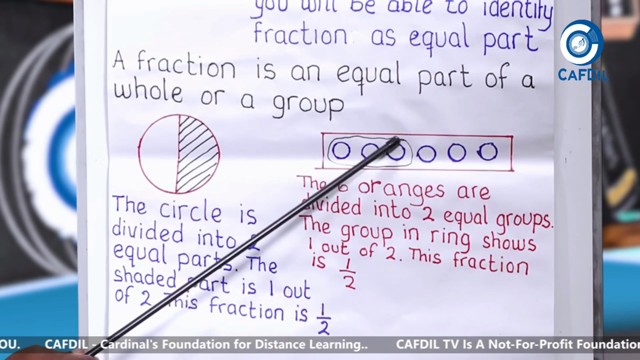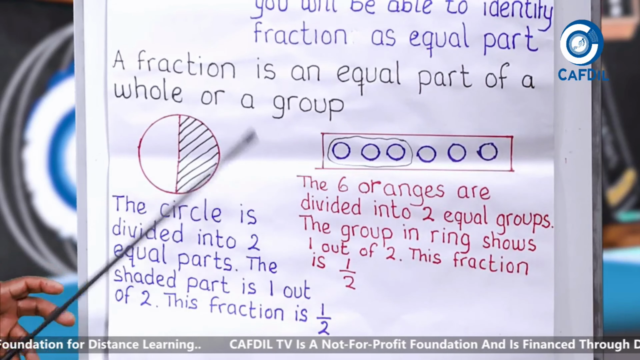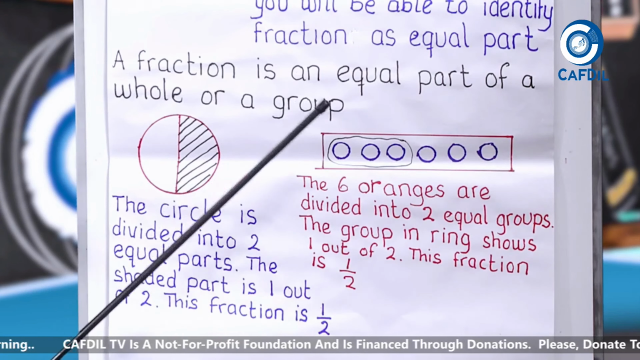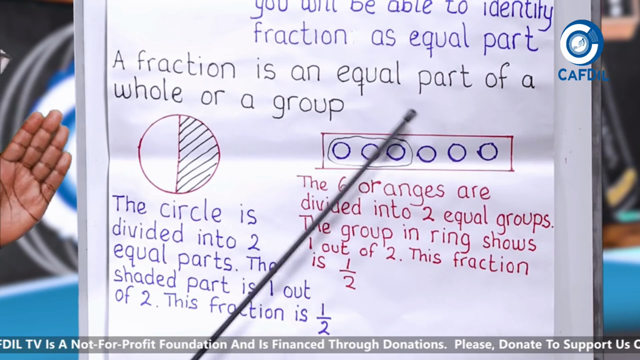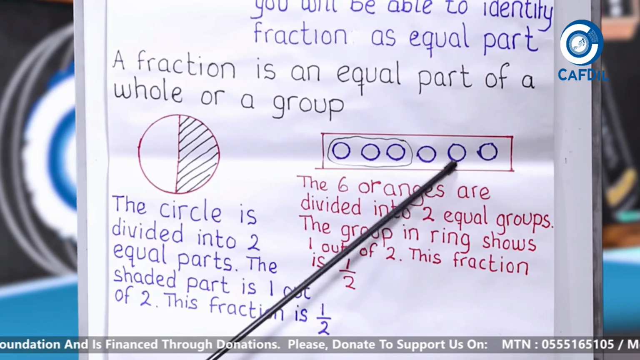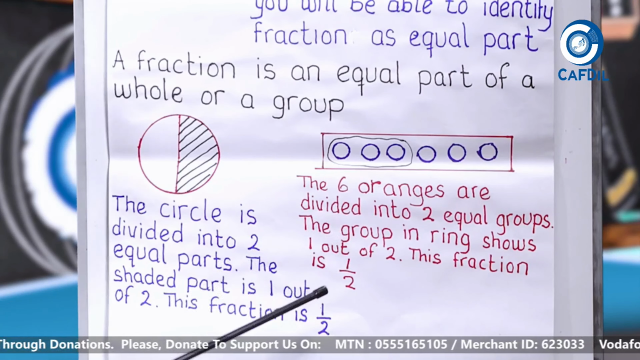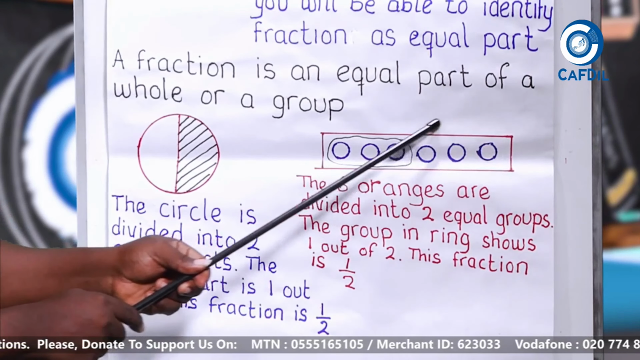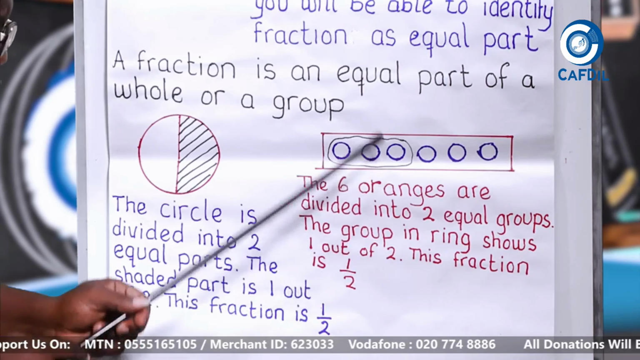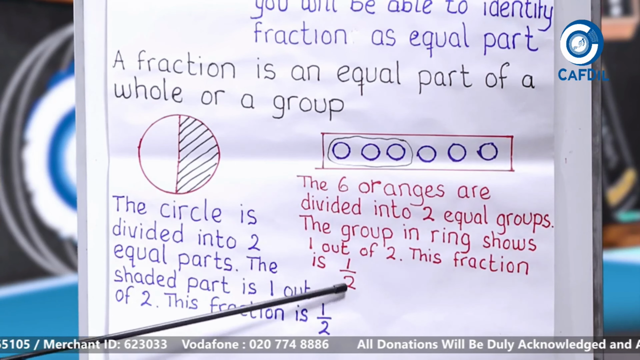And now let's look at the one with the ring. The group in the ring. It shows what? 1. Because the groups are 2. 1, 2. There are 2 groups. 1 group and then 2. This is the second group. Making 2 groups. So the one in the group will represent what? 1. Then this one too will also represent another group, making 2 groups. So here we say 1 out of 2. And this one, the fraction is also 1/2, or 1 out of 2.